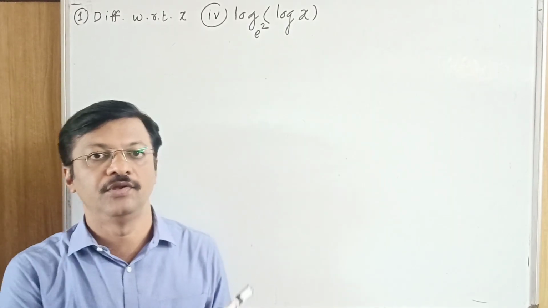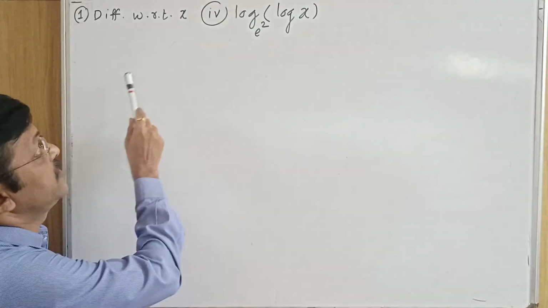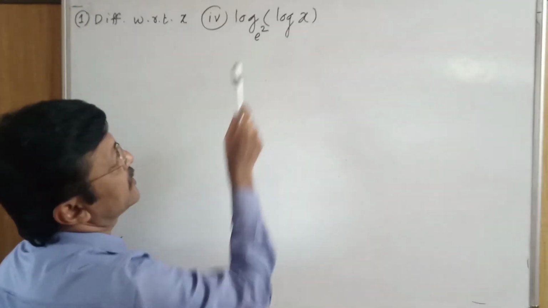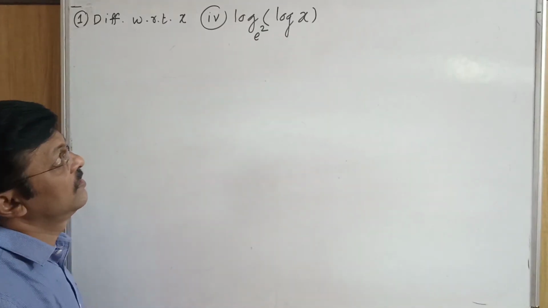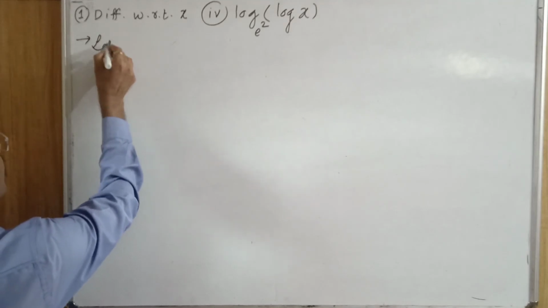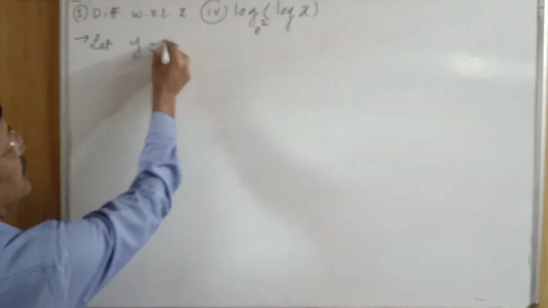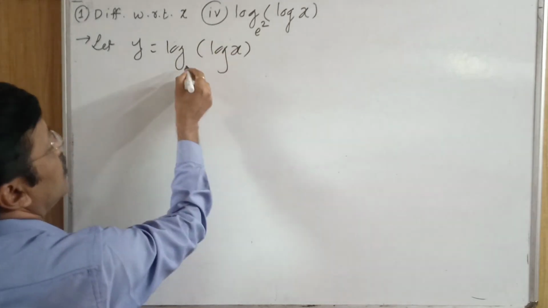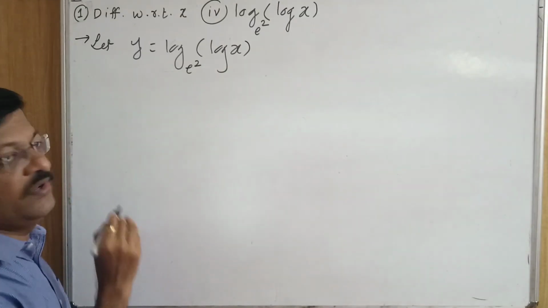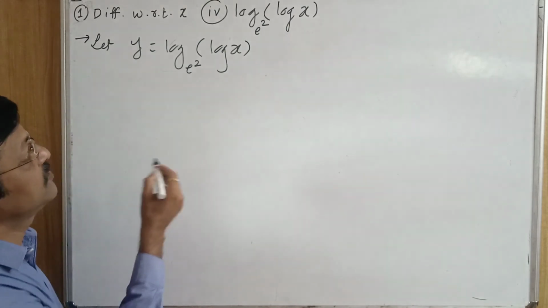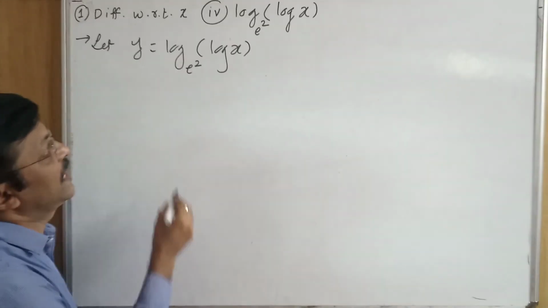Now see this new example. Differentiate with respect to x, log of x to the base e square. So we shall take this as y initially. Let y is equal to whatever example they have given, log x to the base e square. Now here we need some simplification before we differentiate. So what simplification is applicable here?